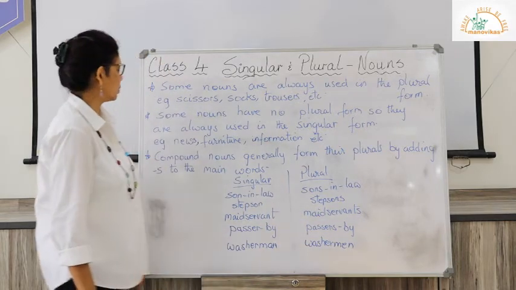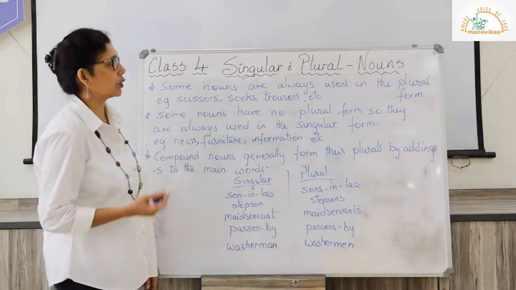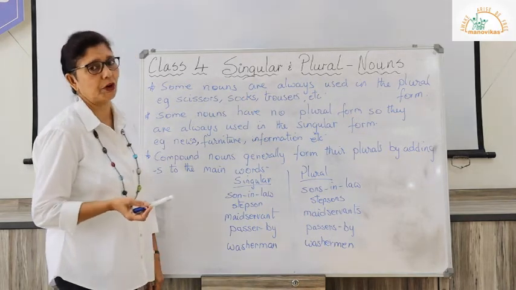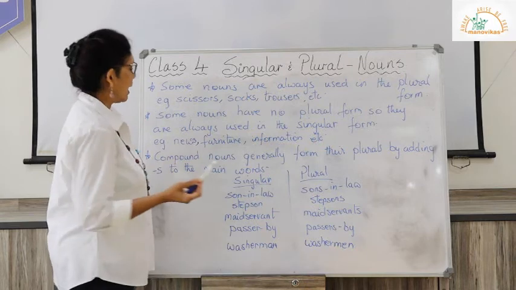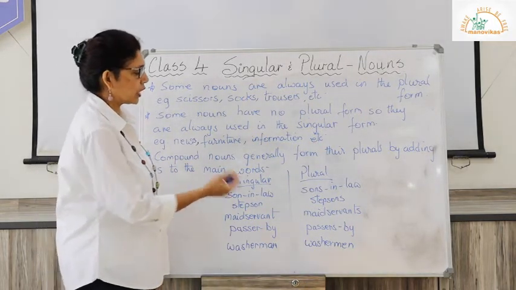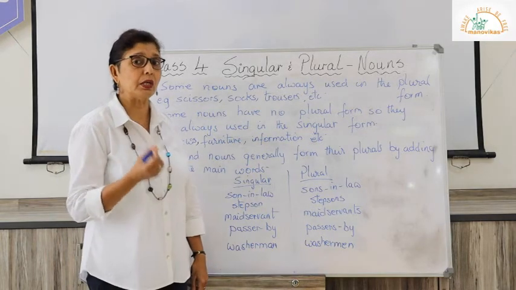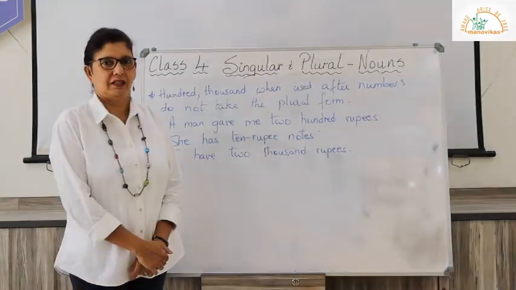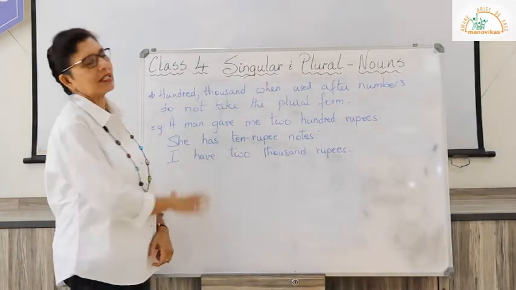Understood? Hope you have understood these rules here. Some nouns are always used in the plural form, and there are some nouns which have no plural form. They are always in the singular form. And then compound words change to plural by adding an s to the main word in the compound. Okay, so we come to the last part now.